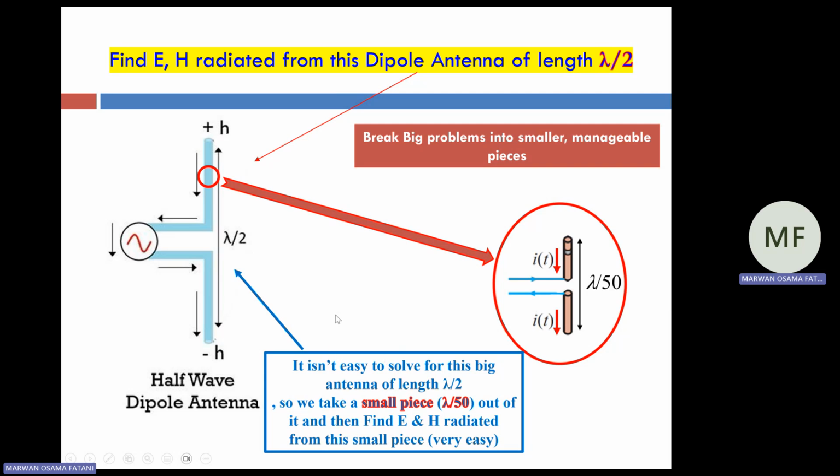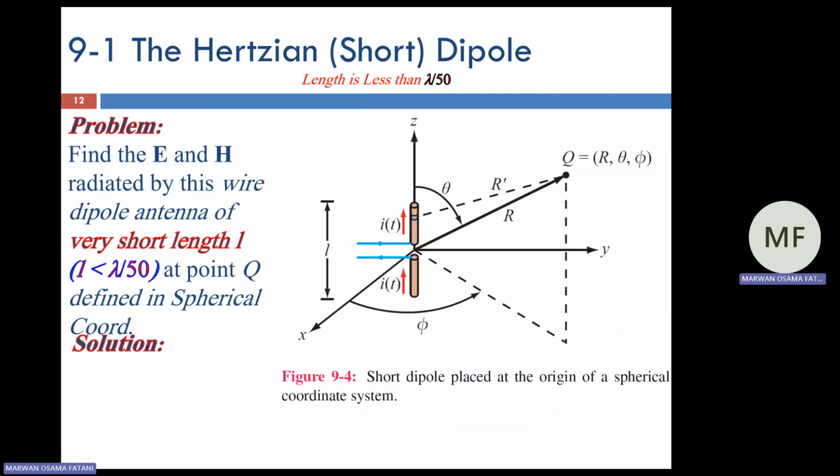And it isn't easy to solve for this big antenna of length lambda over 2. So what we're going to do is take a small piece of the antenna, and then we're going to analyze it. And once we analyze that small piece, we can then integrate over the whole half-wave dipole antenna, which is what we're going to go through in the following section.